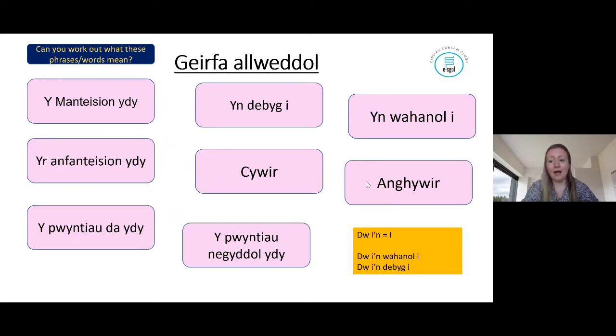Pwyntiau da are the good points. So the good points are, okay, and y pwyntiau negyddol, the negative points are. So that may be useful for you if you're talking about advantages or disadvantages of a particular topic.